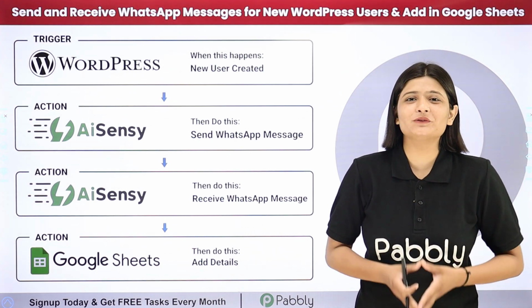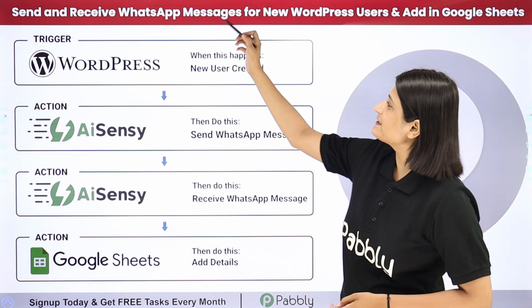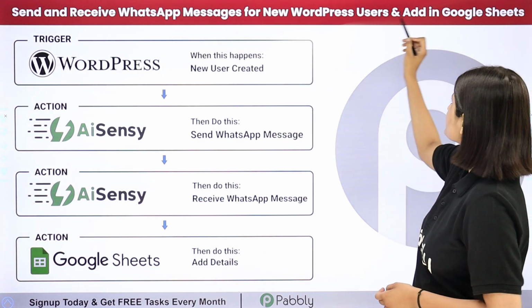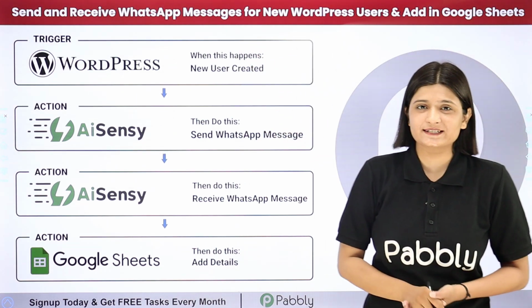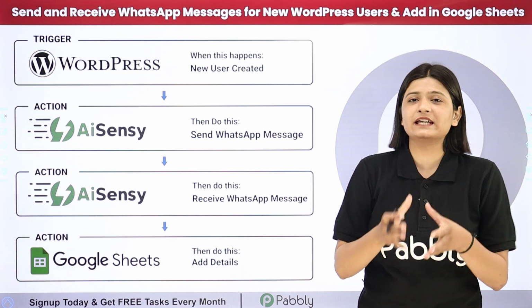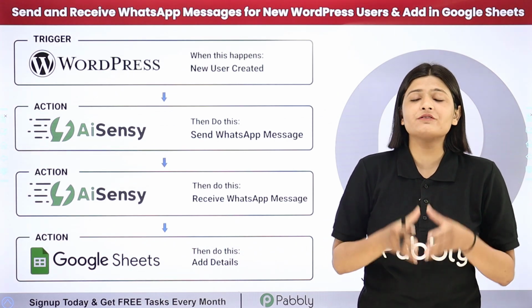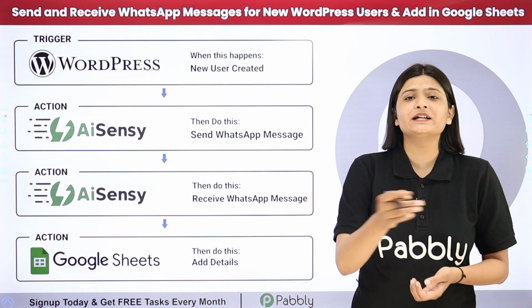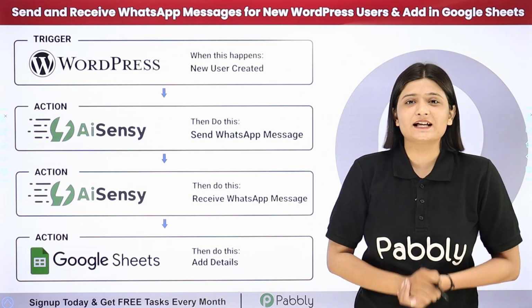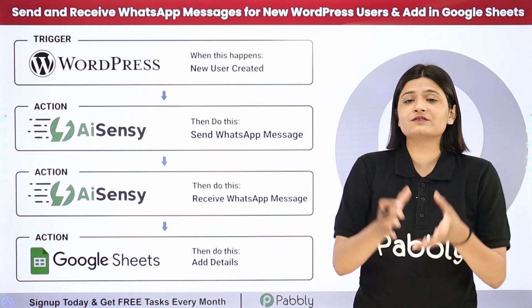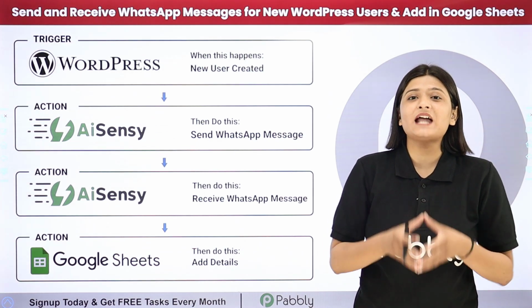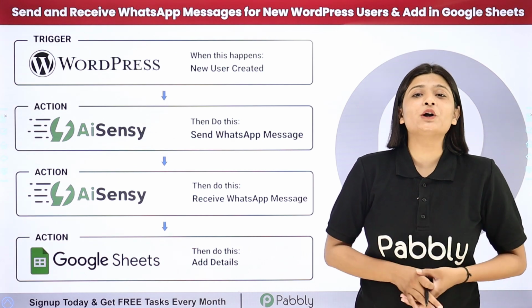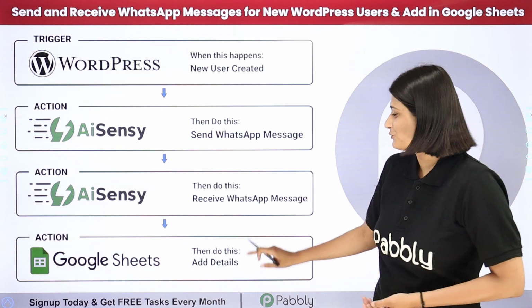So in this video, we are going to learn how to send and receive WhatsApp message for new WordPress users and add details in Google Sheets. So let's suppose I am running an e-commerce store, and whenever a customer fills the form in my WordPress, I want to send automated WhatsApp message welcoming the customer, and then I want to receive the same WhatsApp message that a user has been created, and then I want to add all these details in my Google Sheets.